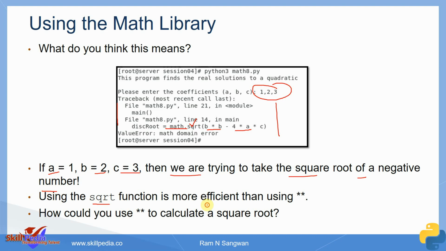Using the square root function is more efficient than using double star. How could you use double star to calculate a square root? We can't use that.